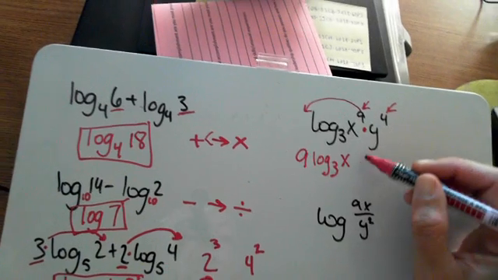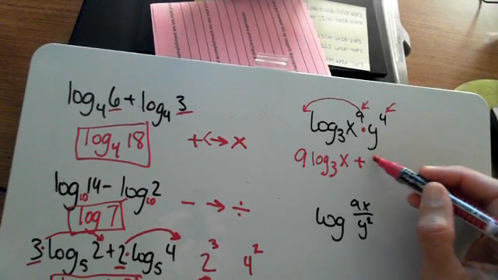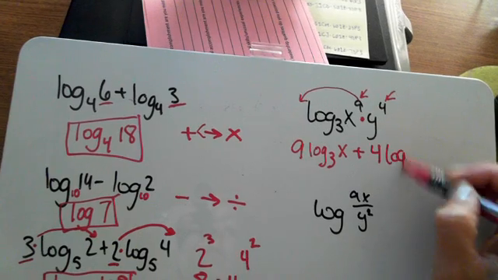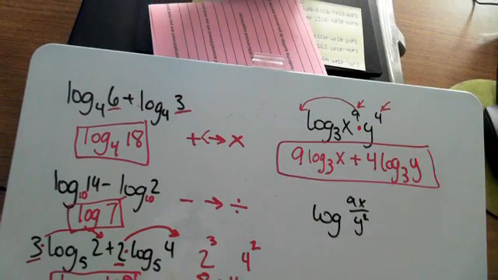We're not going to write multiplication because we're expanding. We're going to write our addition. That 4 is also going to flip to the front, log base 3 of y. And that is our final expansion.